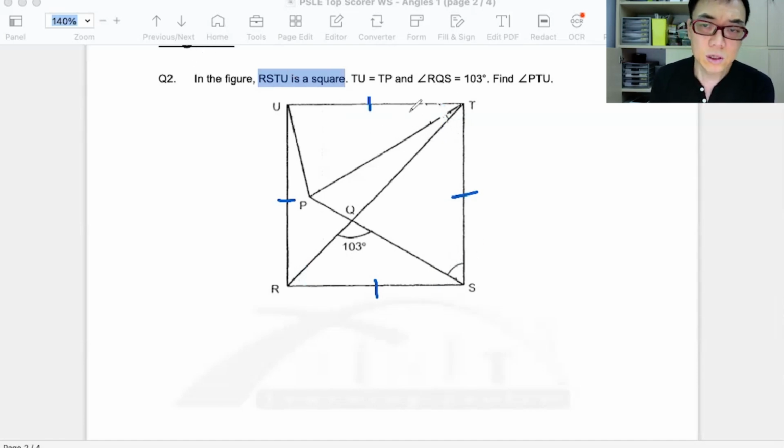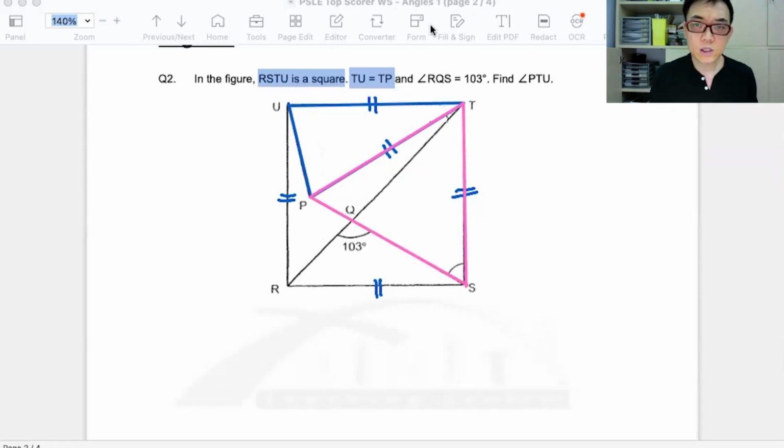Because now they are giving you another clue and they say to you, TU equals TP, right? So TU and TP means that these 2 lines are equal. If they are equal, then this line is also equal to this line, equal to this line, equal to this line. This means that I have an isosceles triangle over here, but I also have an isosceles triangle over here. Now, how do I solve this question?